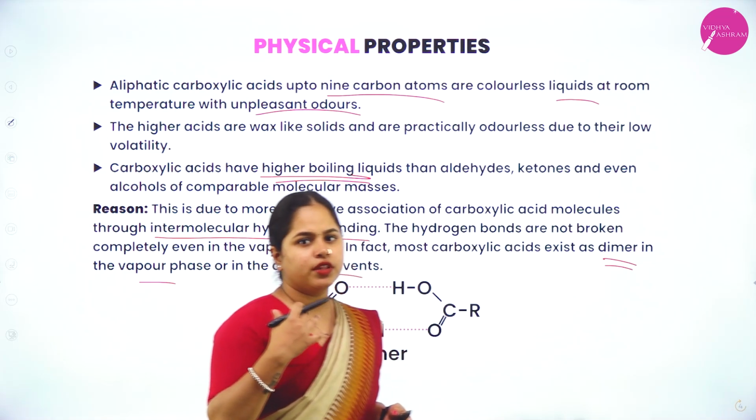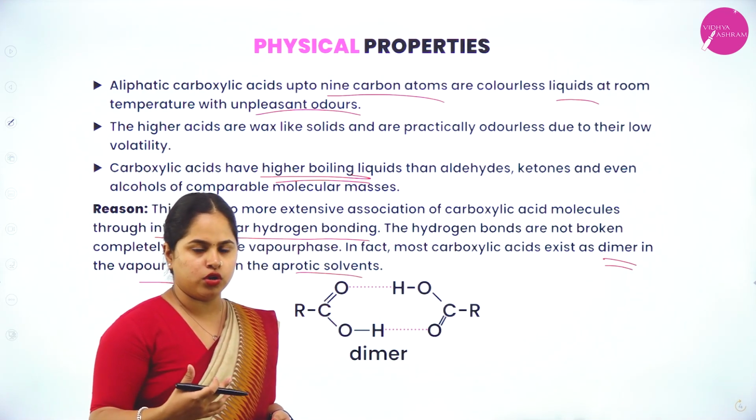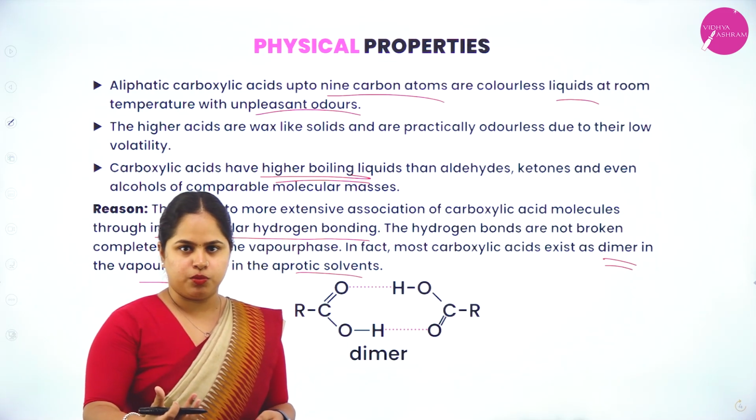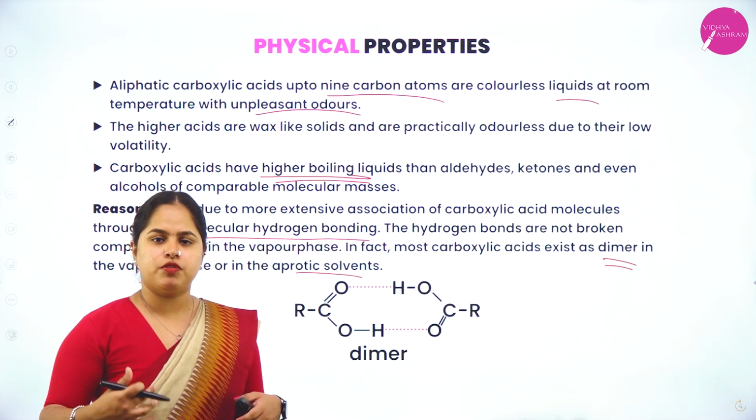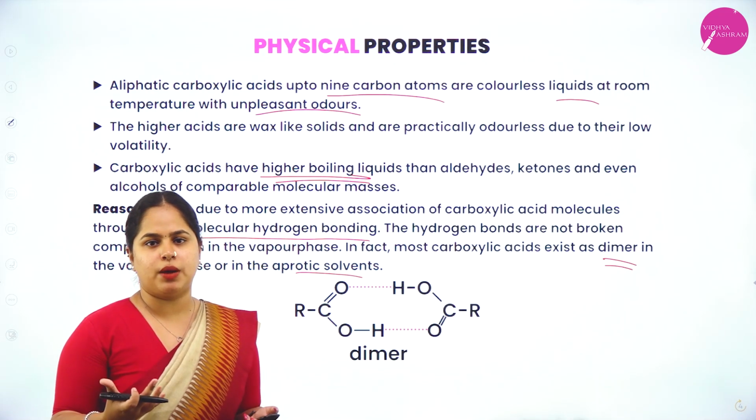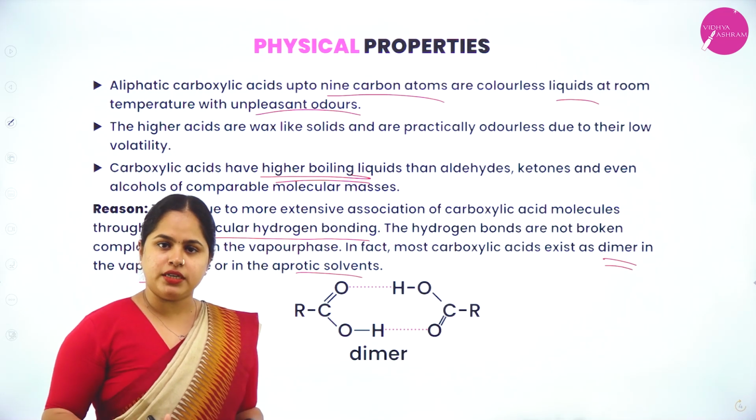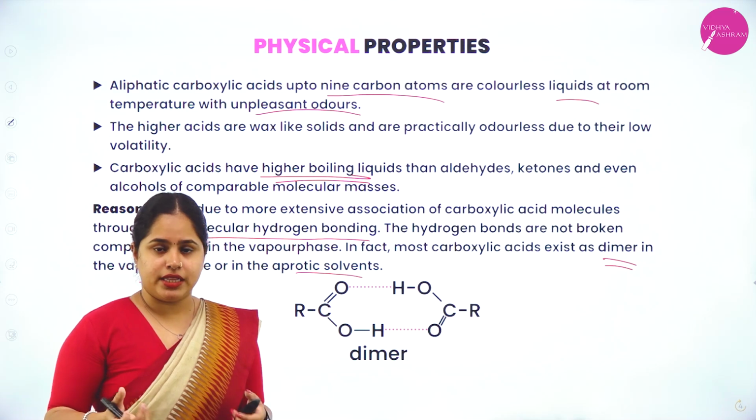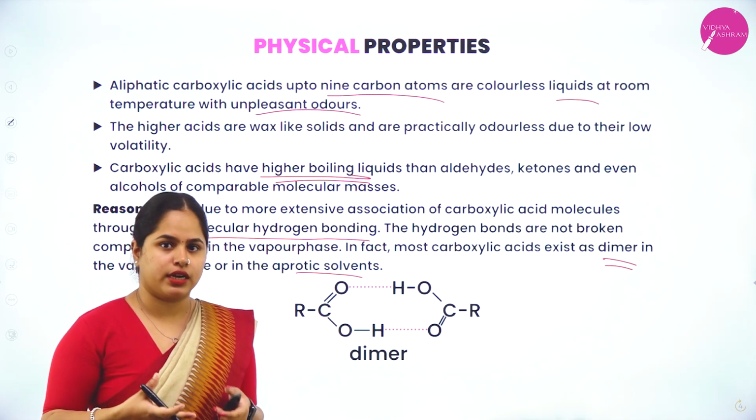As I told you, they have the ability to form hydrogen bonds because of the carboxyl group present. Even in the vapor phase, once it evaporates, the hydrogen bonds should break. But even in the vapor phase, the hydrogen bonds are not breaking. That means the bond is really strong, right?